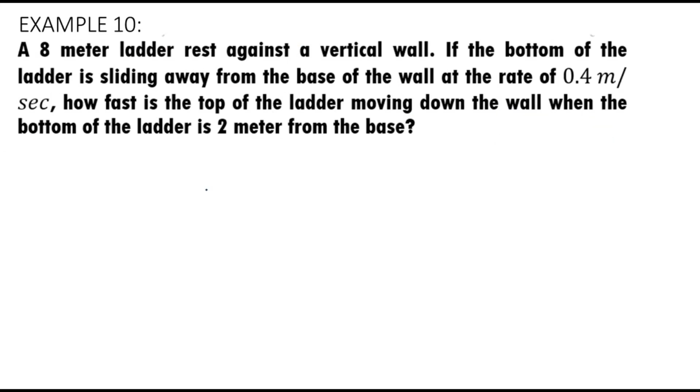So now we proceed with example 10. An 8-meter ladder is raised against a vertical wall. If the bottom of the ladder is sliding away from the base of the wall at a rate of 0.4 meter per second, how fast is the top of the ladder moving down the wall when the bottom of the ladder is 2 meter from the base?